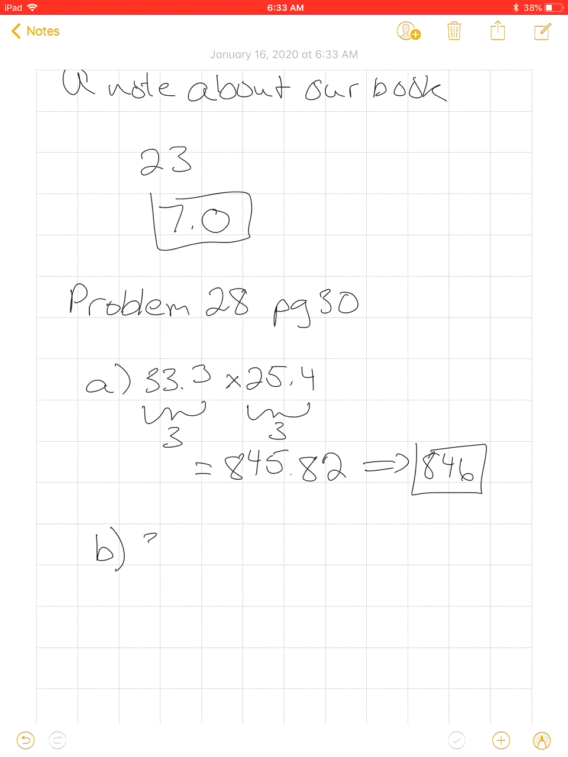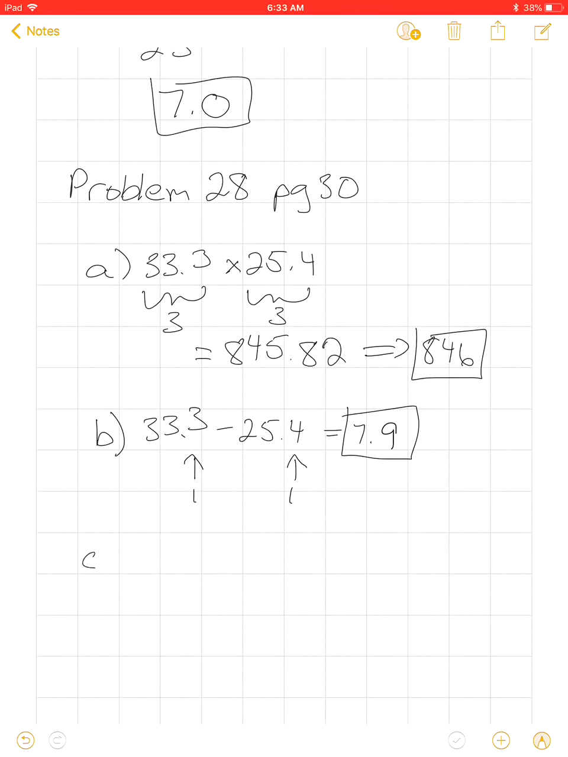That one says 33.3 minus 25.4. All right. Now, when we're doing addition and subtraction, we use the smallest number of digits after the decimal. Well, there's 1 digit here, and there's 1 digit here after the decimal, so our answer should have 1 digit after the decimal, okay? When I go through and I perform my calculation, I end up with 7.9. Well, we have 1 digit after the decimal. That's perfect, so we can just leave it as is, okay?